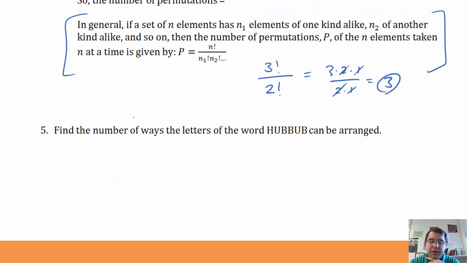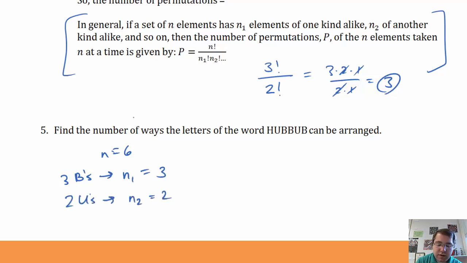Find the number of ways the letters of the word hubbub can be arranged. H-U-B-B-U-B. Hubbub. Fun word to say. So there are 6 letters. So my n is 6. There are 3 B's. So that means in the formula n1 equals 3. And there are 2 U's. So in the formula n2 equals 2. So the number of permutations is 6 factorial divided by n1 factorial, which is 3 factorial, times n2 factorial, which is 2 factorial. No other repeated letters. The h only shows up once.